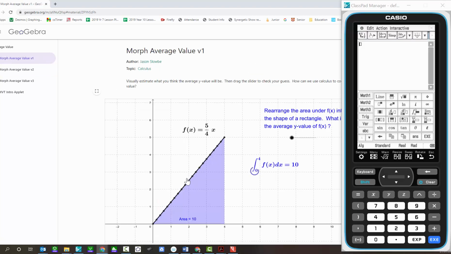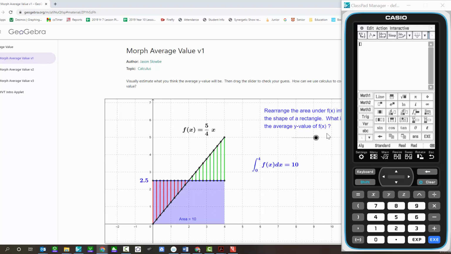Let's do one final one. So here we go. We've got a linear function here, and we've got an area of 10. Now, I know exactly what this is going to be. I know for a fact that the average value of this will be 10 divided by 4. So 4 times what will give me an area of 10? That's going to be 2.5. So I think the average value here is going to be 2.5. Let's see what happens. There we go, 2.5.